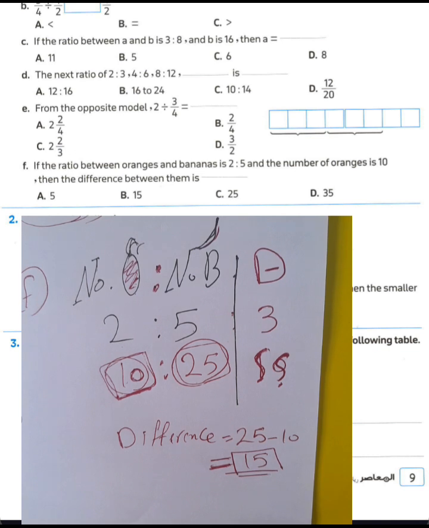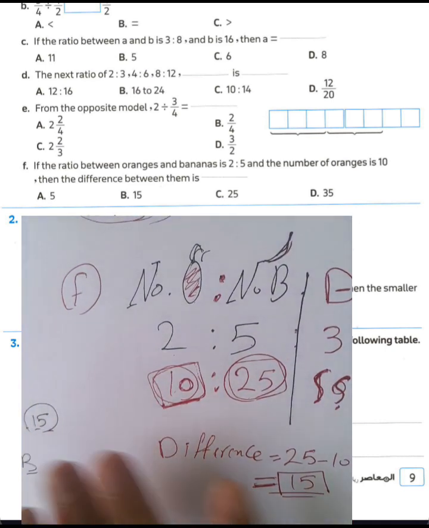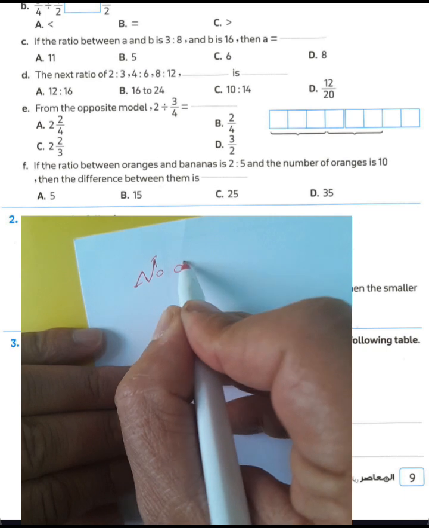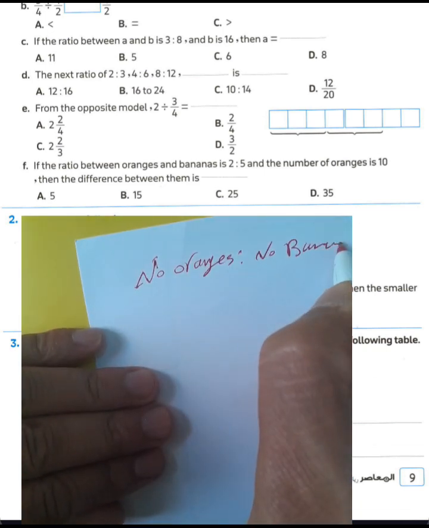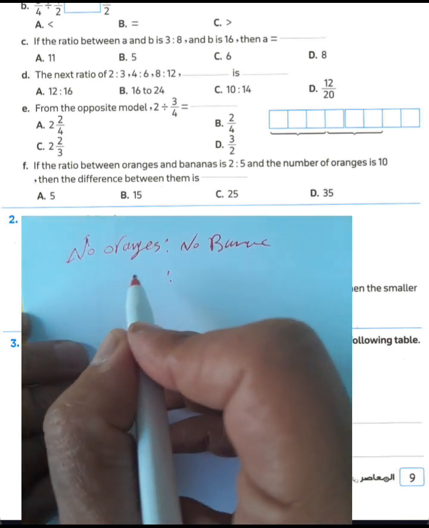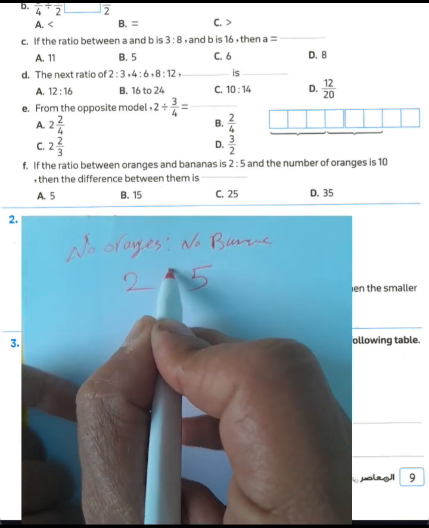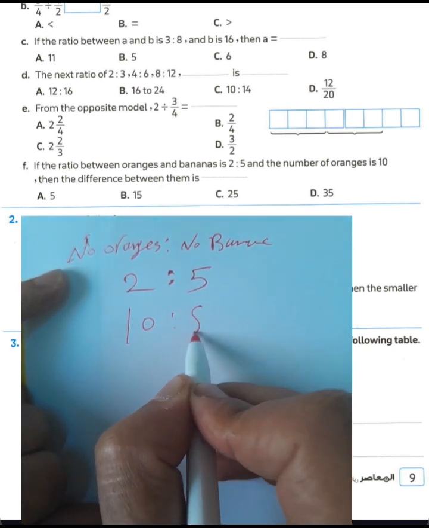Letter B. Choose letter B for question F. Okay, understood? Solve it again or not? Okay, I will solve it again to understand. He gives us in this example the ratio between the number of oranges and the number of bananas, 2 to 5. And it tells us if the number of oranges is 10, he wants to find the difference between them.